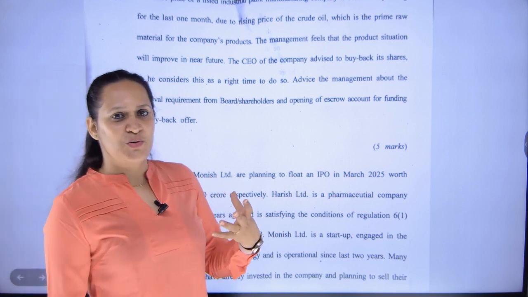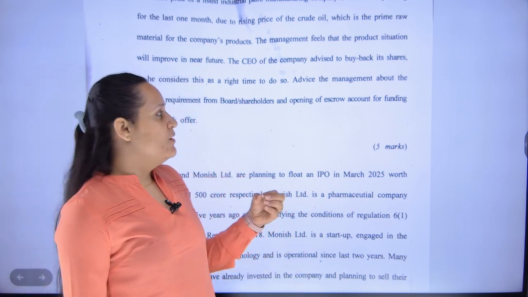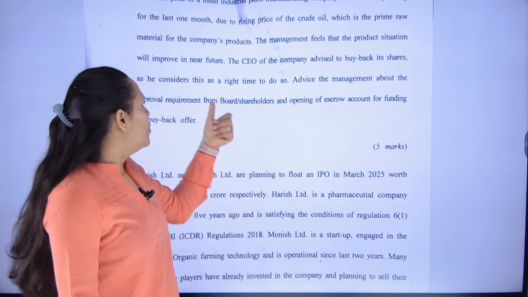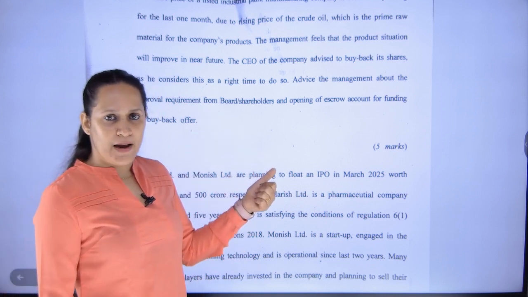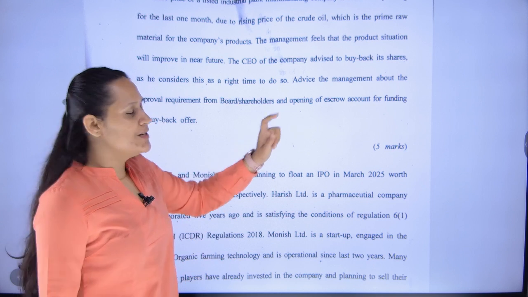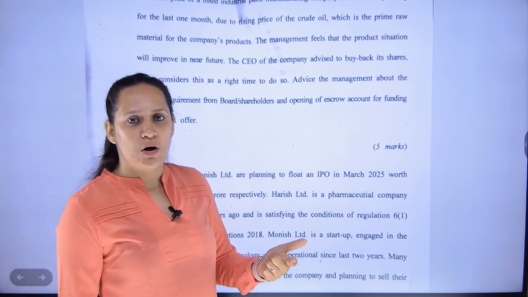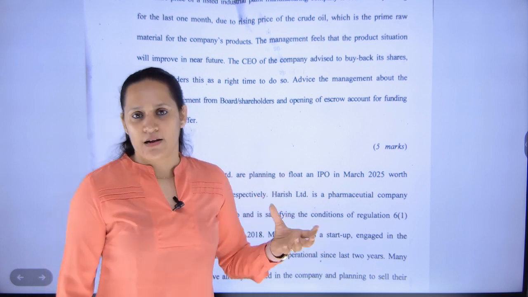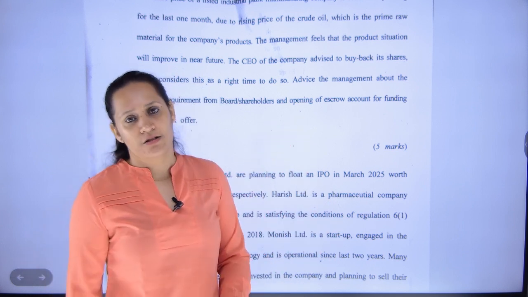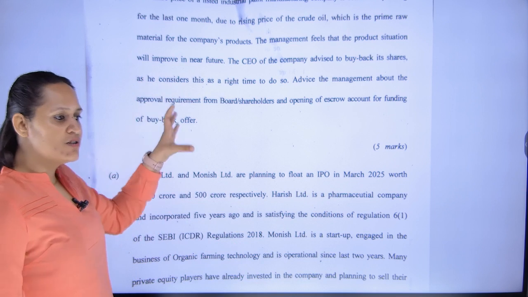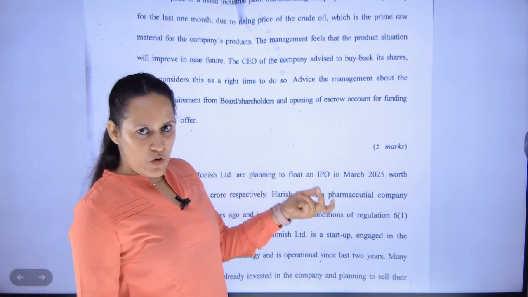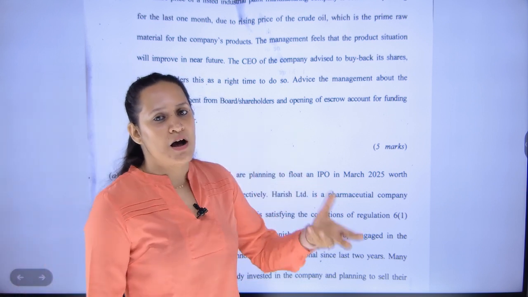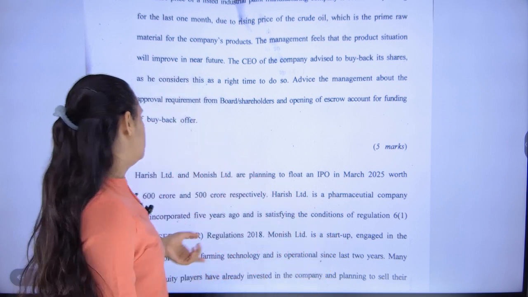So again, they are not asking you anything with respect to buyback. They are just asking you two things: what approvals are required for making the buyback, which is a direct question. Second question is with respect to opening of the escrow account for depositing the amount that is required for implementing a buyback. Again, that is a direct theory question. So though they have structured the question in a case study type of format, the ultimate question that they are asking you is a direct theoretical question.